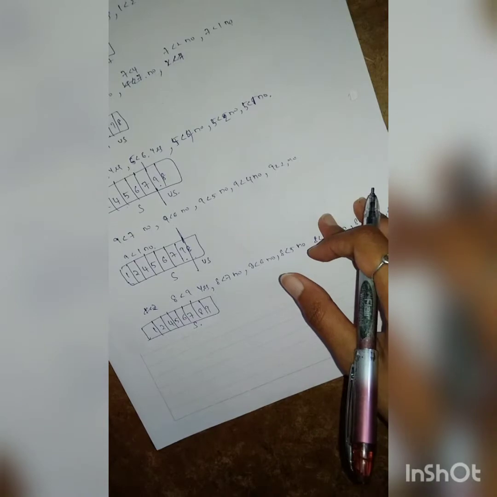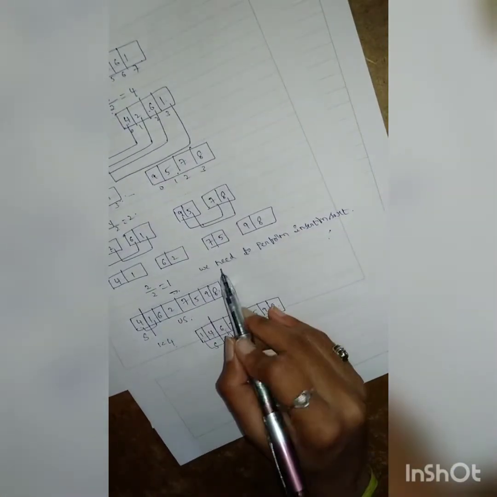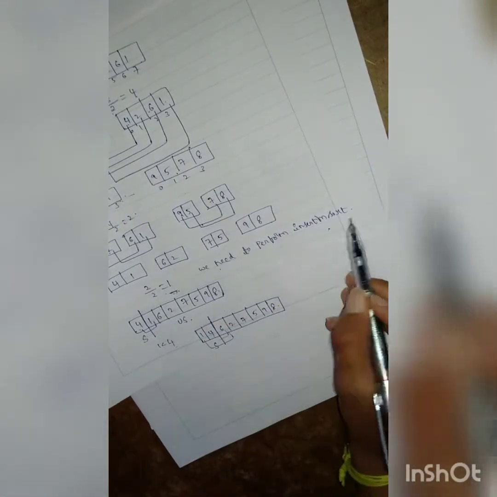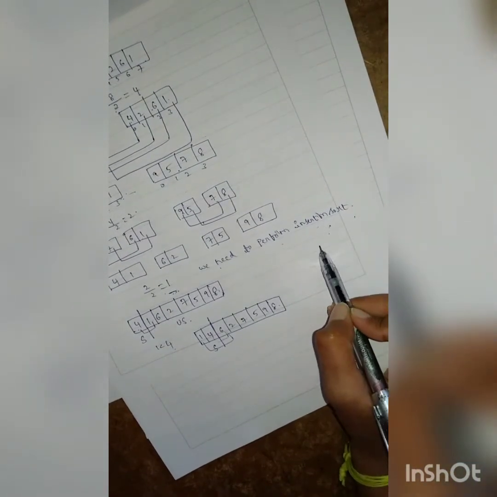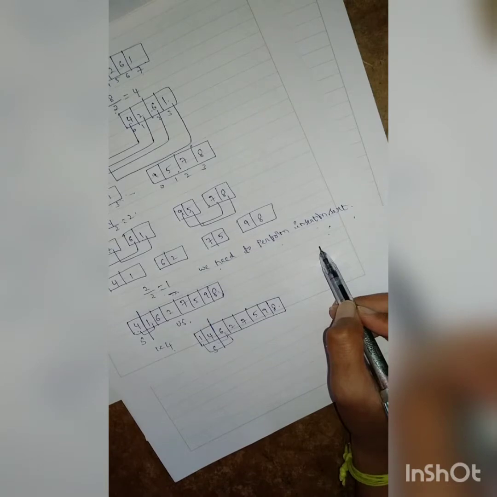In this way we can sort the elements using shell sort, until we get 1. We need to sort like this. If we get 1, we need to perform insertion sort, as insertion sort is one of the easiest ways to sort the elements.